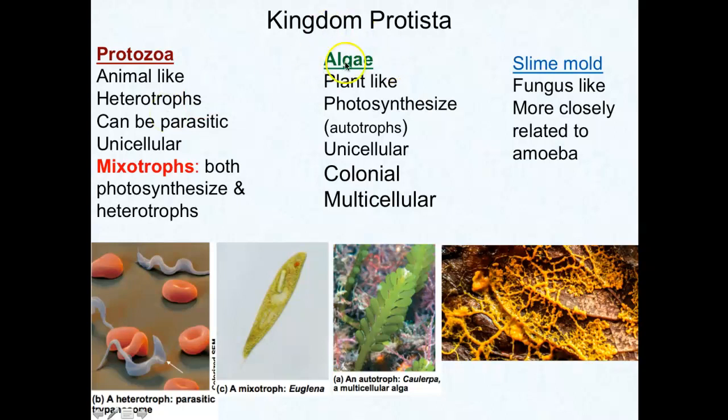We have algae, which are plant-like. They're not true plants, but they behave like plants because they can photosynthesize. And then we have something called slime molds that are fungus-like. They're not true fungi, but they sort of look like and behave like fungi, but they're not, by definition, fungi. Okay, so what unifies everything? What does the kingdom Protista mean?